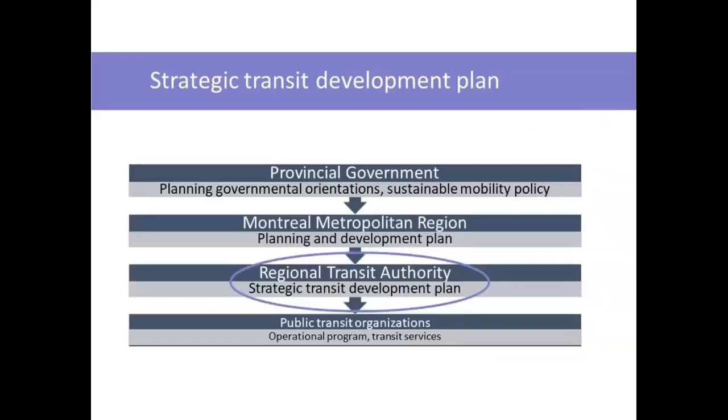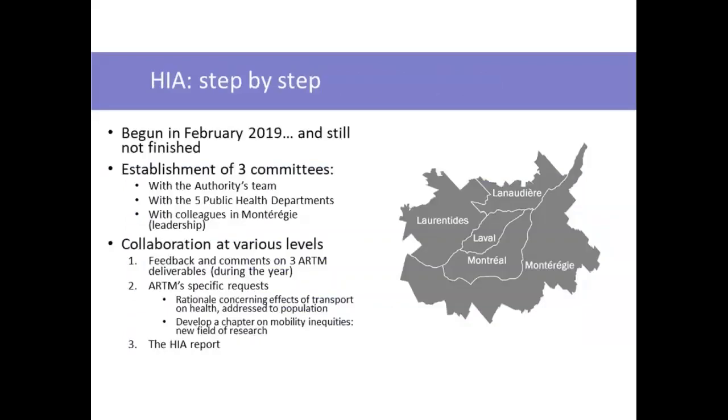This slide is to give you an idea of the context and the structure. The Regional Transit Authority, which is circled in purple on this slide, is a metropolitan entity and must comply with the orientations of the Montreal metropolitan region, which are determined by the provincial government. The authority plans and organizes the public transit organization services at the bottom of this slide.